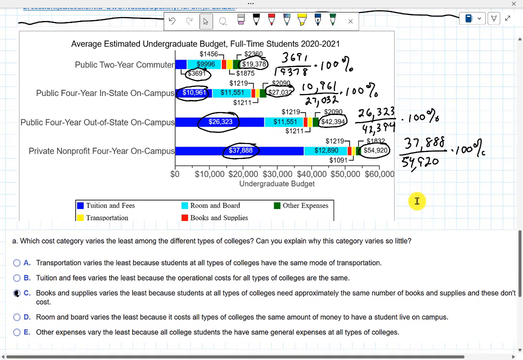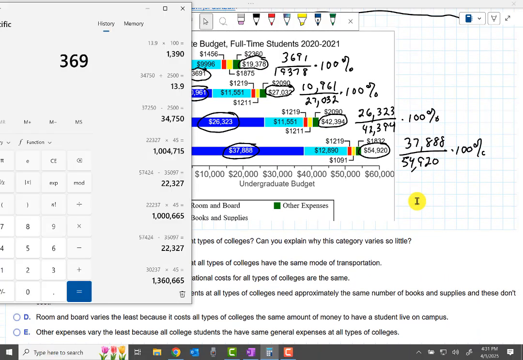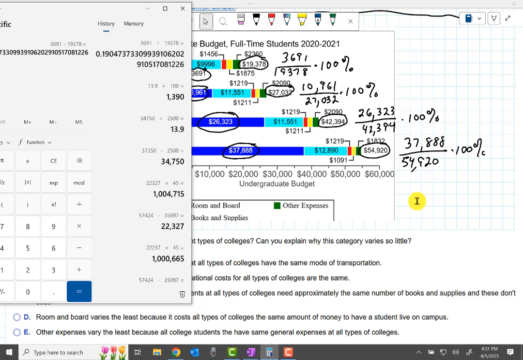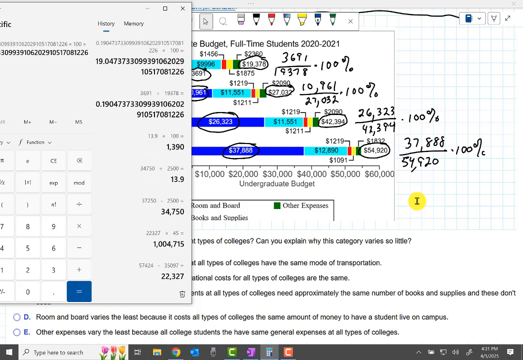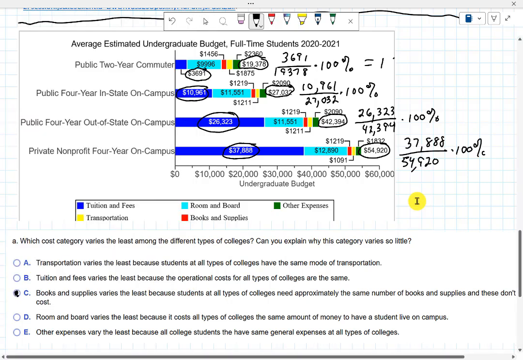All right, let me get these calculations in. 3691 divided by 19378, enter, and then let me multiply it by 100%. So I would put 19% then, because that's rounded to 19. So that's what I'm going to do for all of these, 19%. So I'll do these all to no decimal places.